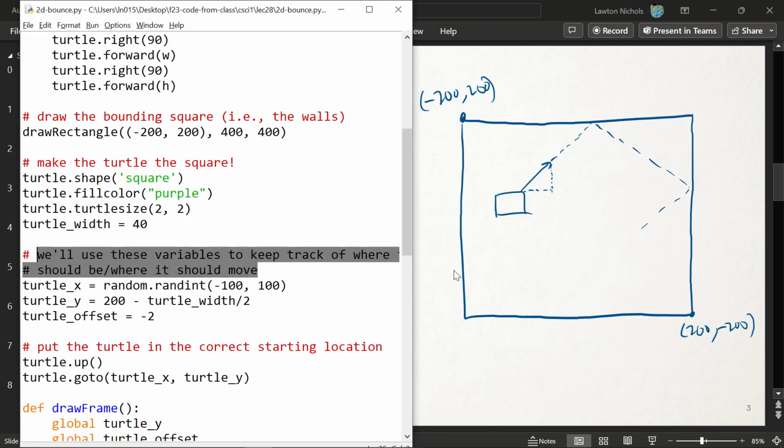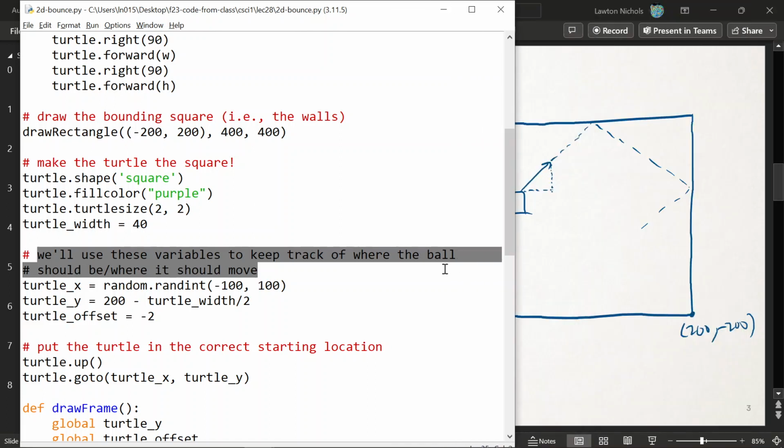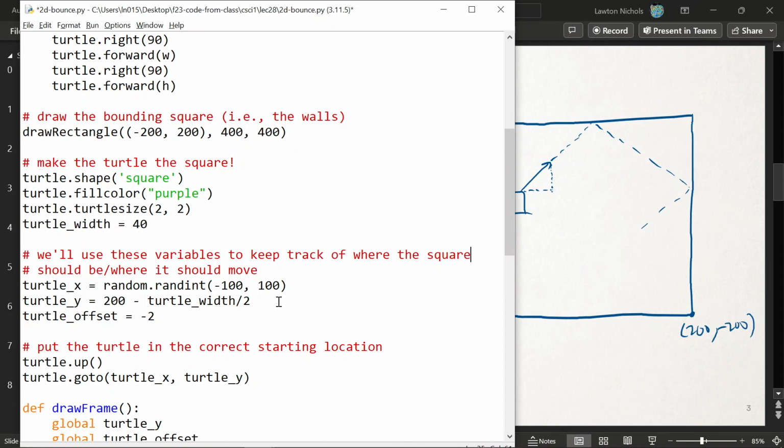Variables to keep track of where the turtle is. Is that what I said? Where the ball is. I guess we can keep it that. And where it should move. Square, I guess. So this is where we start the turtle.